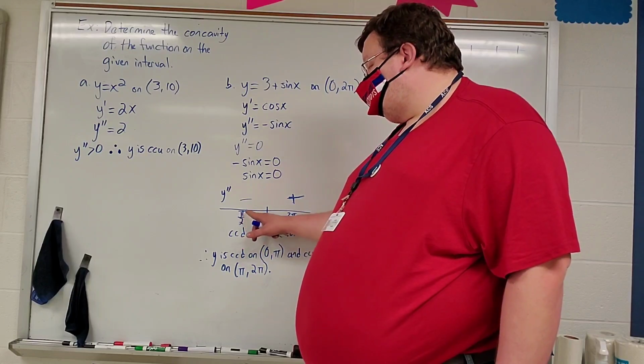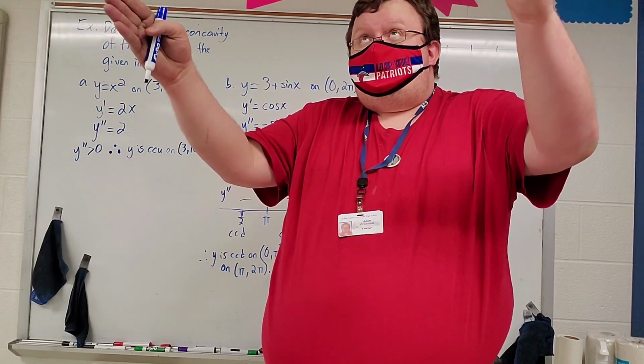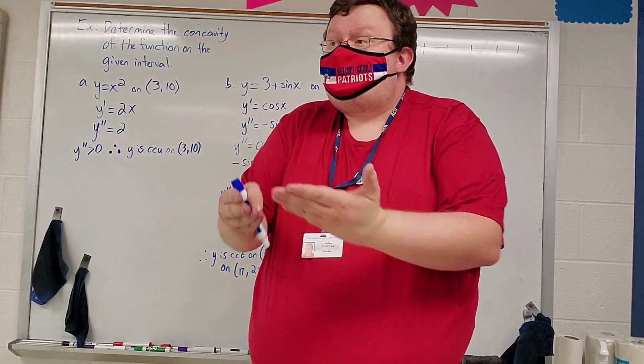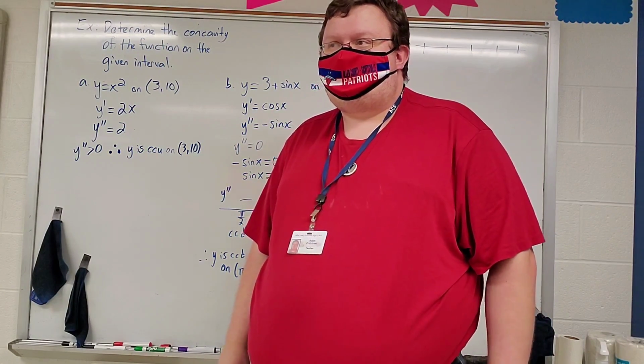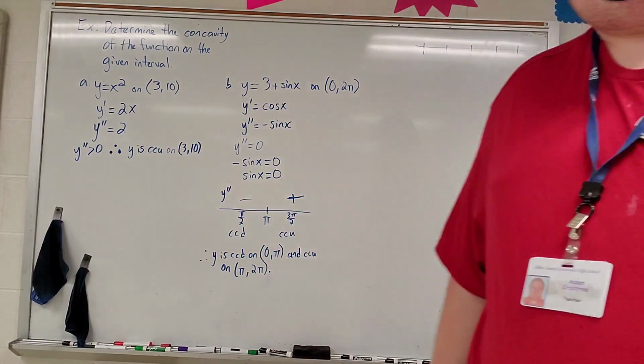At pi over 2, this function was concave down. If it's concave down, what do you have there, a minimum or a maximum? A maximum. And if it's concave up, you have a minimum. That's essentially the second derivative test right there in a nutshell. Okay? Now we're going to hash that out into words.